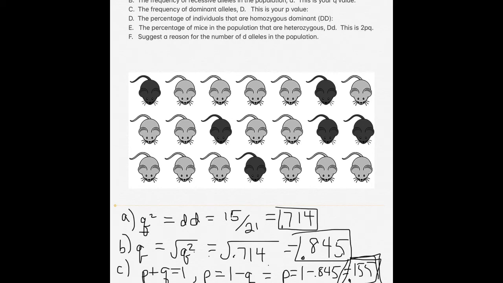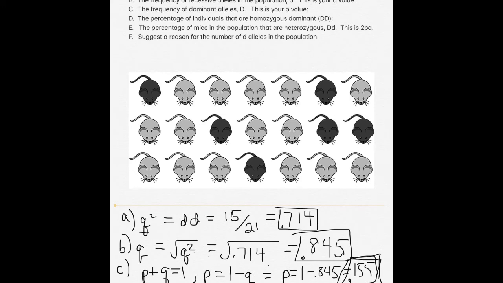0.024. Now that's not what the question was asking for. The question's asking for the percent of individuals in the population. So I have to multiply this by 100 because that's how you find percentages. So when you multiply that times 100, you end up finding out that 2.4% of the population is homozygous dominant.